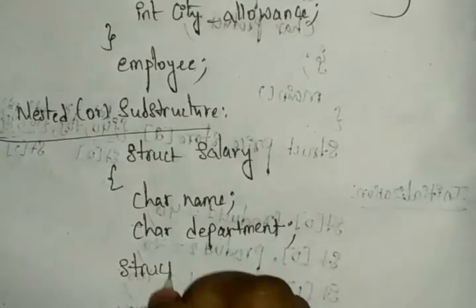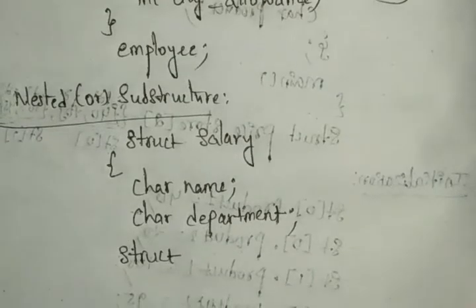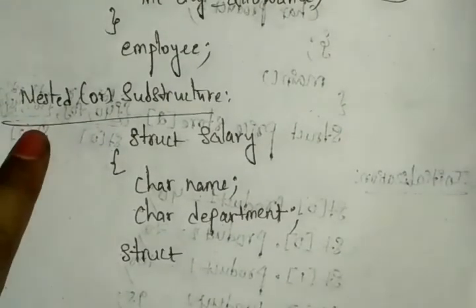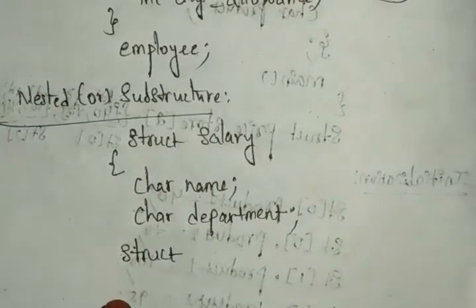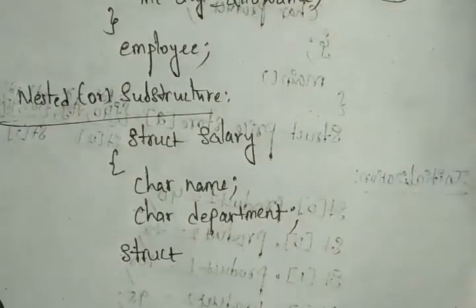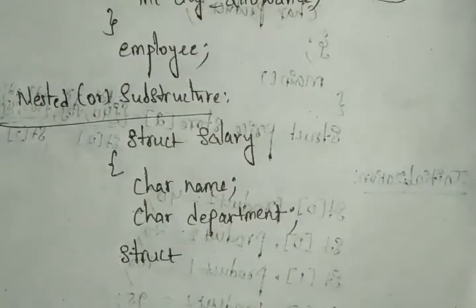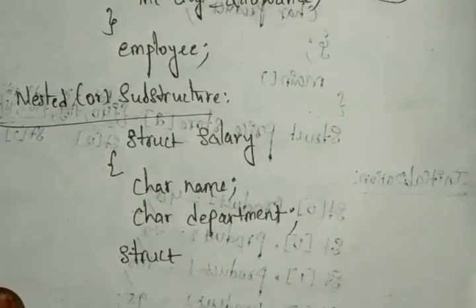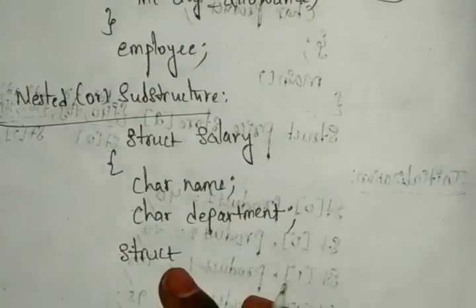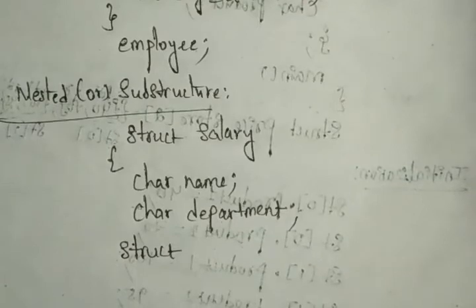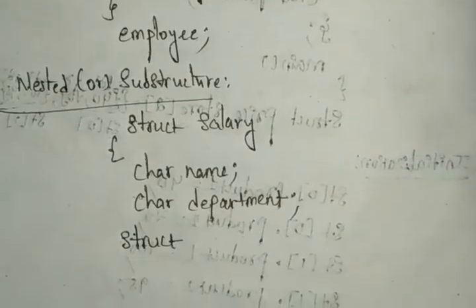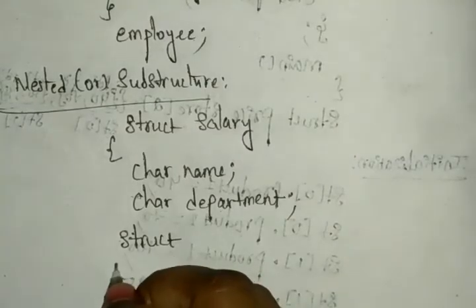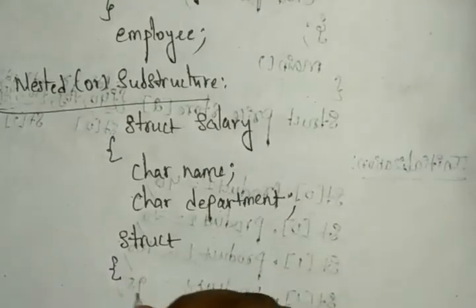Here again I am taking another struct. This is what we call nested: in one struct we take another struct, which is a substructure, or nested structures, or structures within the structures. We took this structure, and inside it we are taking another structure for the allowances. Just write what we have in the allowances.